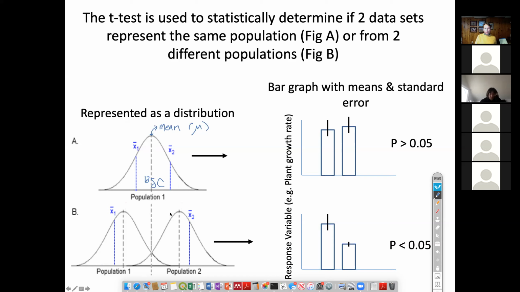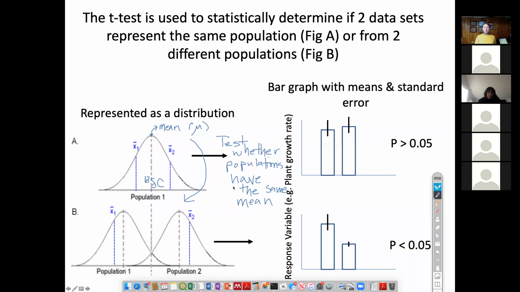This process we often do with a test called the Student's t-test. So we test whether populations have the same mean.